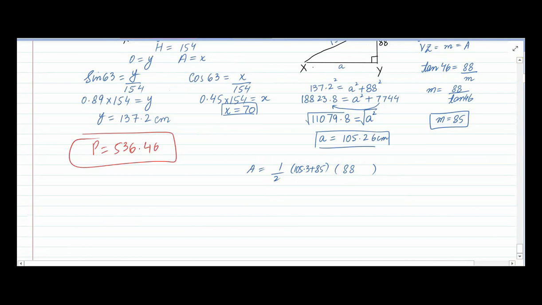Now you need to simplify it. So 105.3 plus 85 multiplied by 88 is 16,746.4, divided by 2. So the area is 8373.2, and the unit of area is centimeter square, right?